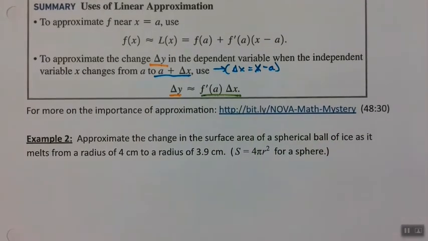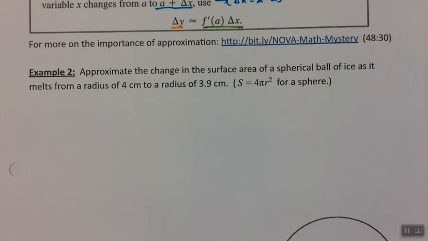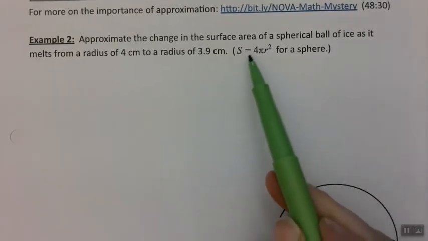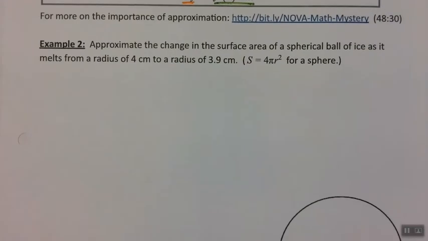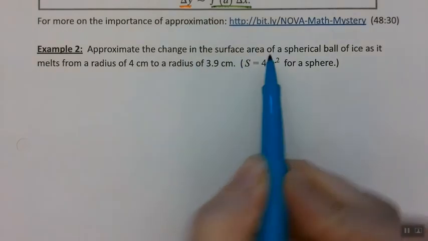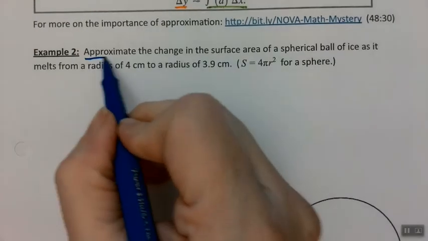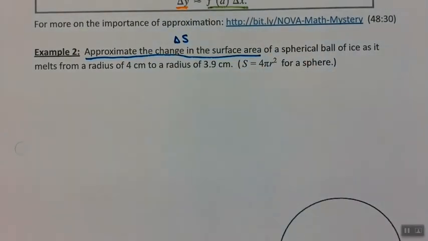Okay, so we want to approximate the change in the surface area of a spherical ball of ice as it melts from a radius of 4 centimeters to a radius of 3.9 centimeters. Don't forget that the surface area of a sphere is 4 pi r squared. All right, so you can hear what it says. It says approximate the change in the surface area. So we're looking for a change in S.